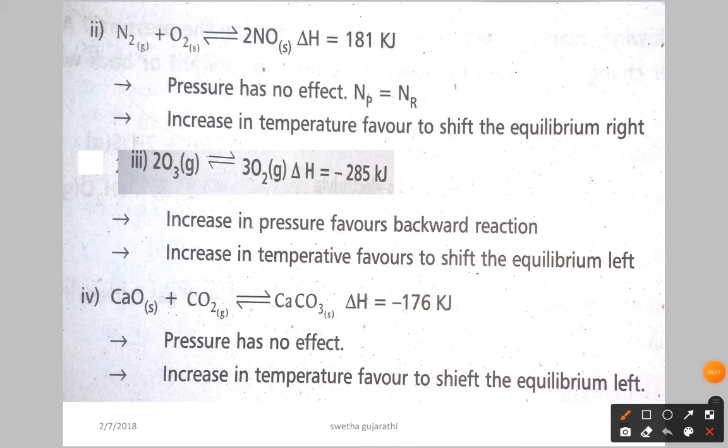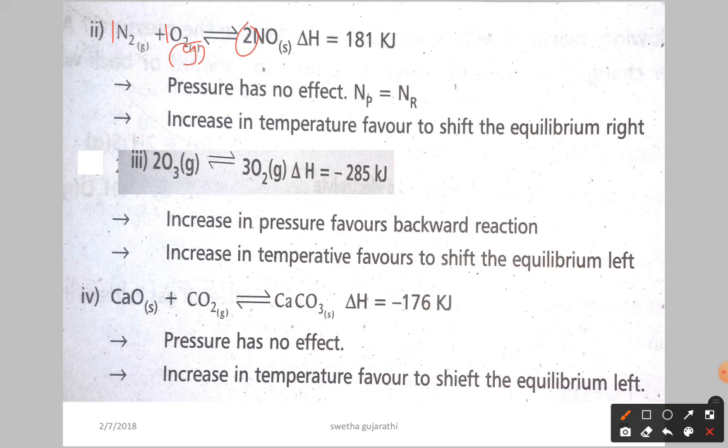Now next what we have here, 1 mole of nitrogen and 1 mole of oxygen gives rise to 2 moles of NO. Here I make a correction: this is not a solid, it should be oxygen as a gas.